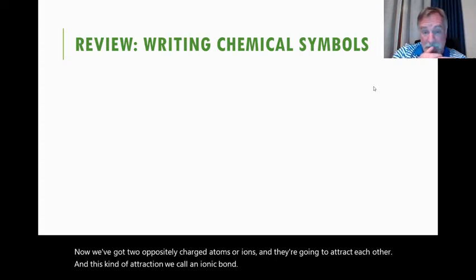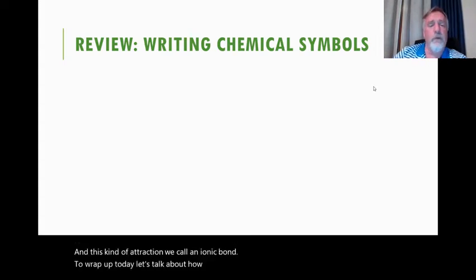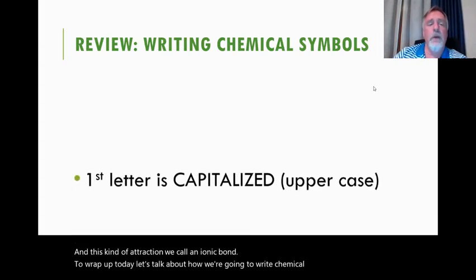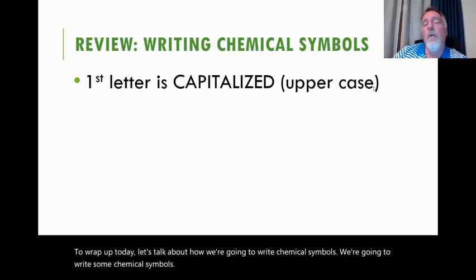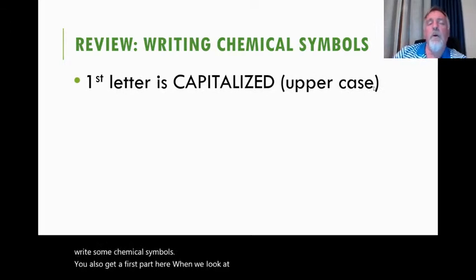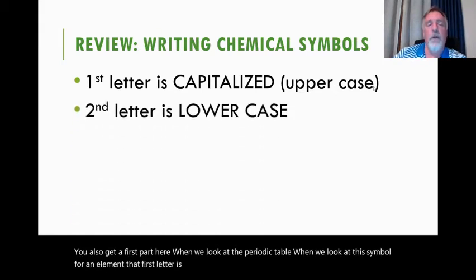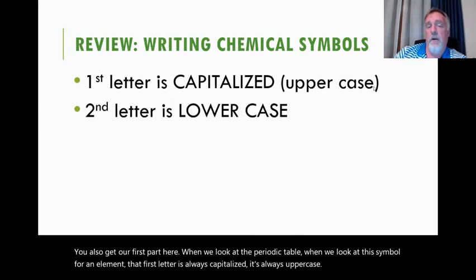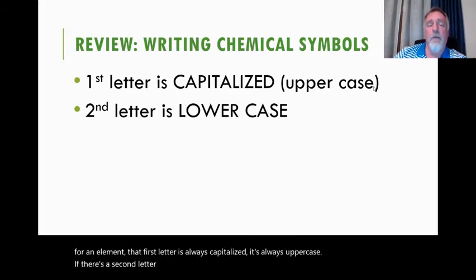So to wrap up today, let's talk about how we're going to write some chemical symbols. Let's look at our first part here. Remember, when we look at the periodic table, at the symbol for an element, that first letter is always capitalized. It's always uppercase. If there's a second letter for our atom, it's going to be lowercase.